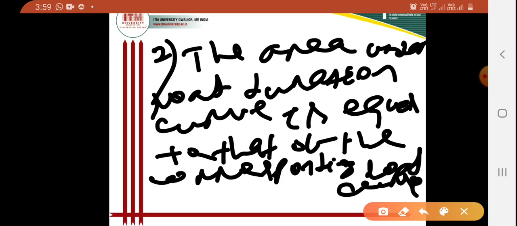So obviously the area under the daily load duration curve, which is in kilowatt hour, will give the units generated on that day. Similarly, the area under the load duration curve will also show the kilowatt hour, which is the units generated on the same day.